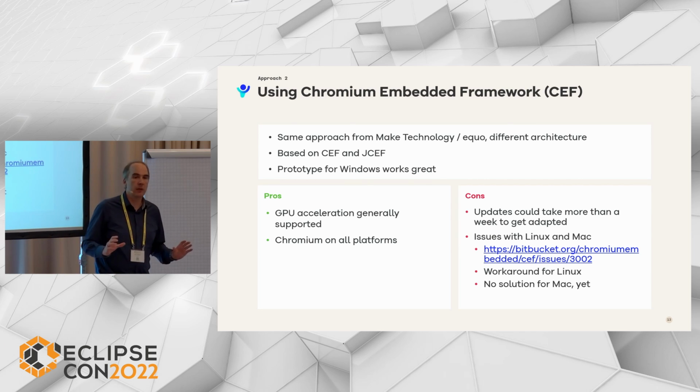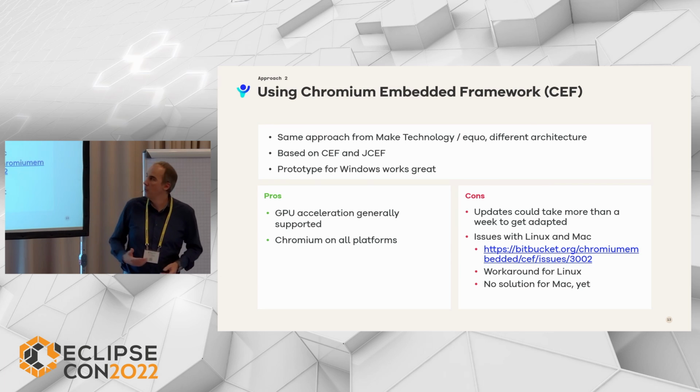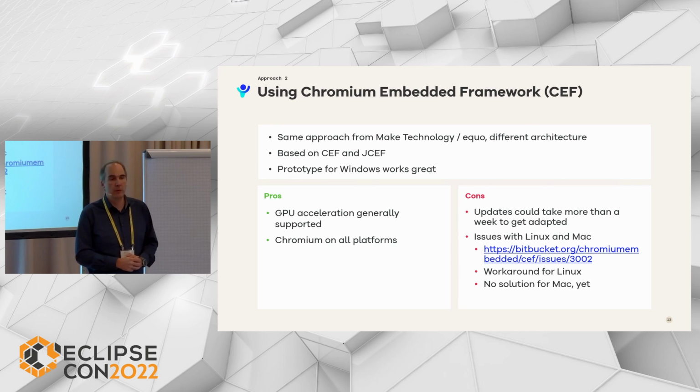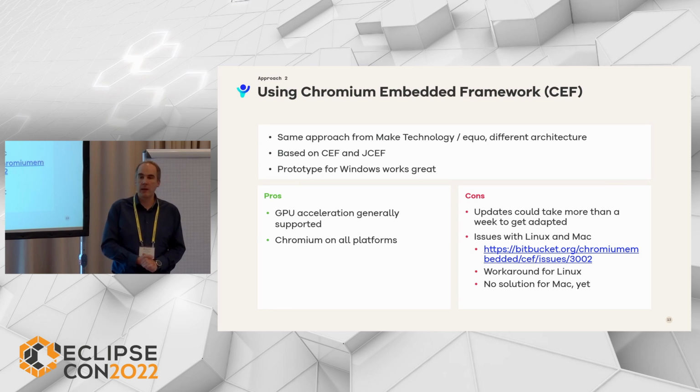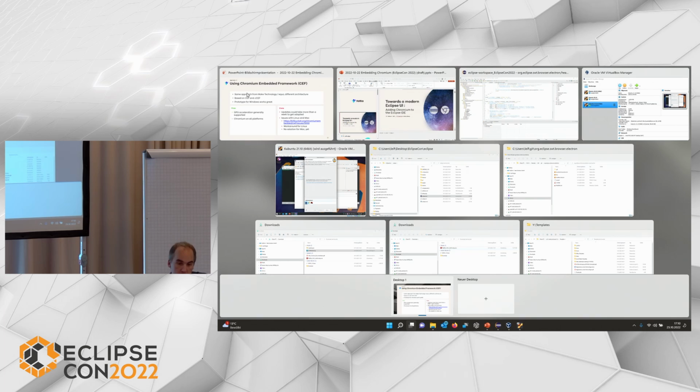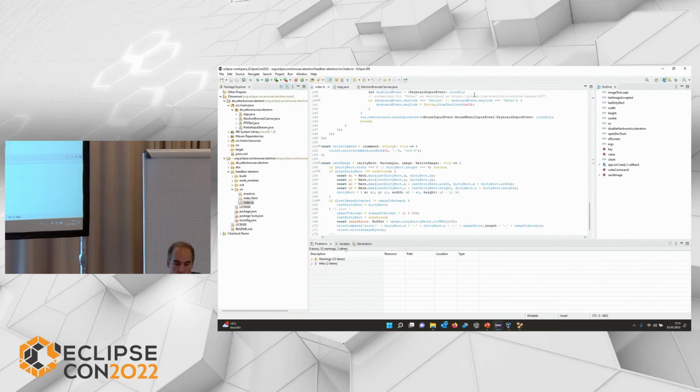We said, okay, if we can get rid of this complexity a little bit, we use the Java wrapper for the Chromium Embedded Framework, JCEF, and then we can get rid of this Rust-based thing. This is also maintained by the Spotify guys, so quite nice. Let's try that. I can show you, at least for Windows, we had a prototype really fast, and this one was working great. Let's go to the demo.